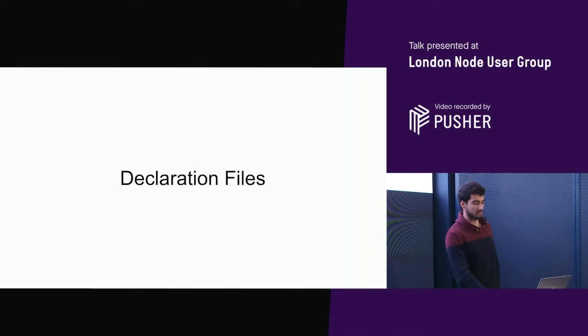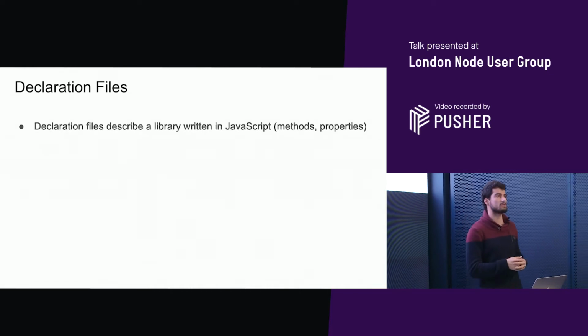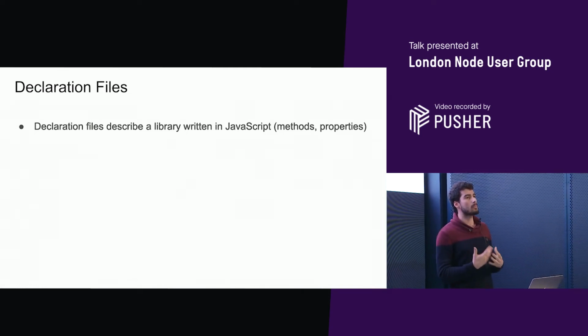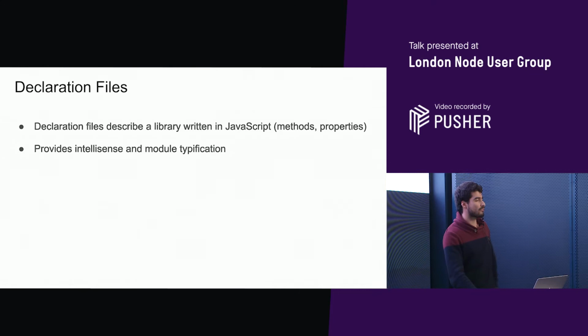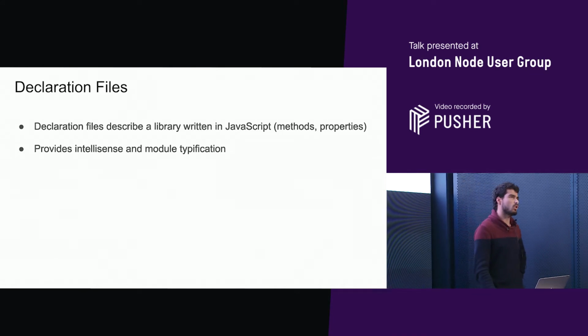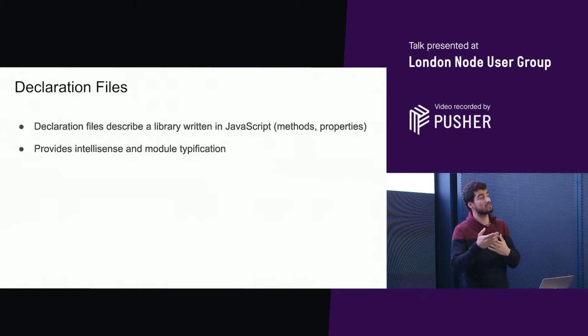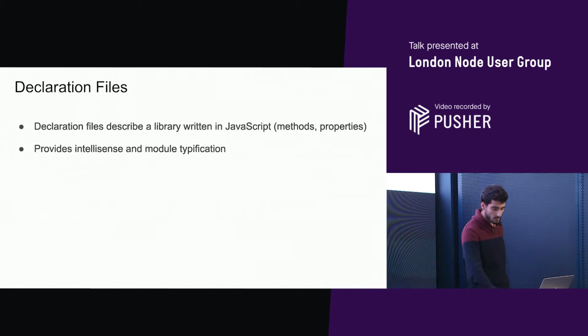So declaration files. What are declaration files? Basically, declaration files are files that describe a library written in JavaScript. They just describe the methods and properties because the behavior is already in the JavaScript library. So it provides Intellisense and module typification. That's why when we install a declaration file, we have the Intellisense and all the types of that library.